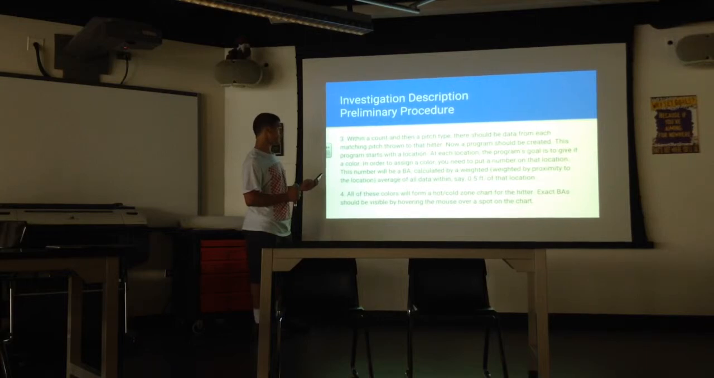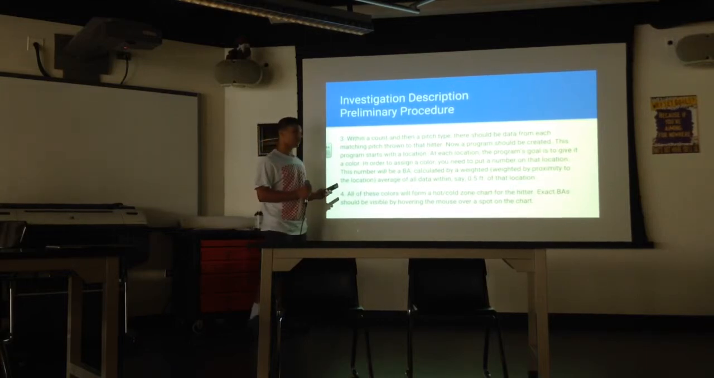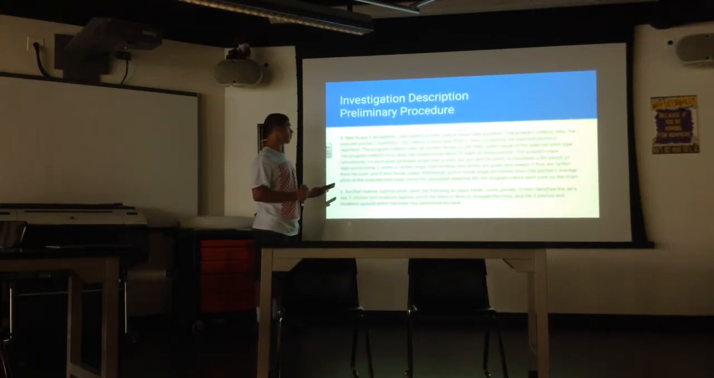So now, within a counted pitch type, the program is going to take data from each pitch ever thrown to that pitcher, and it's going to take the pixel, as I explained earlier, and assign that pixel a number. Based on that number, which is success, it'll give it a color, so that I can have a heat map. Again, step 4 is to make a hot and cold zone. So now this is basically what the program does altogether.